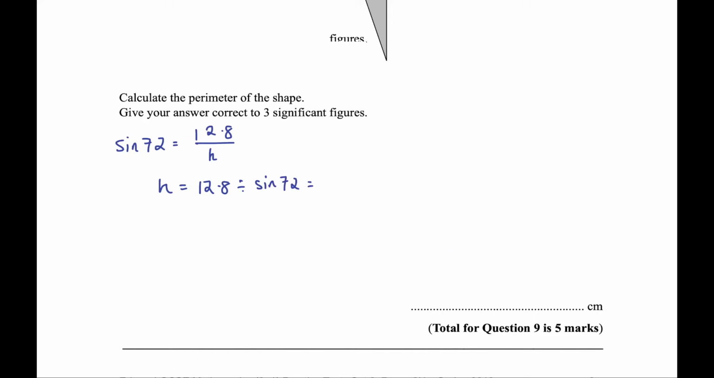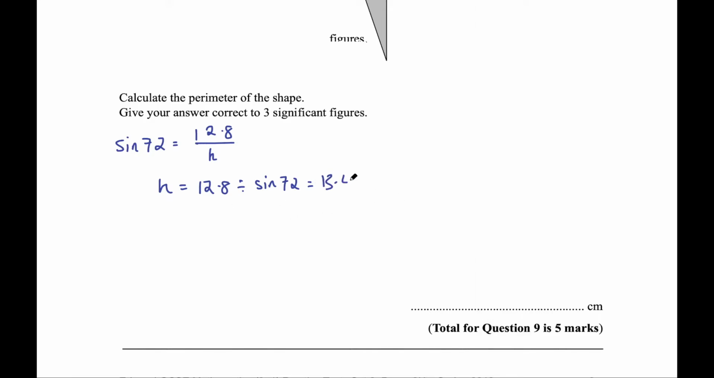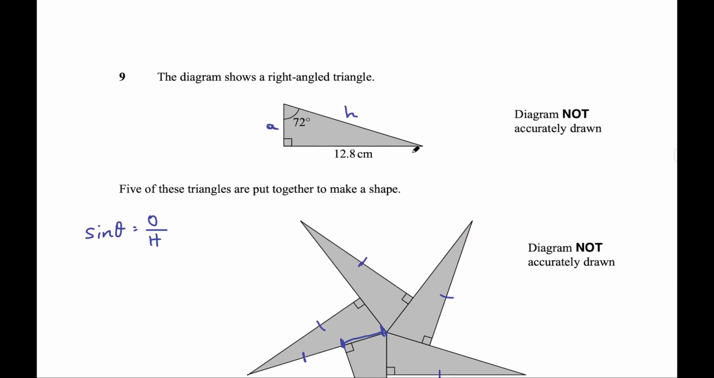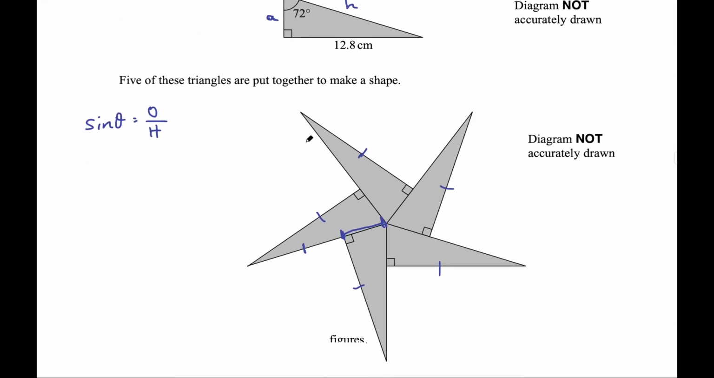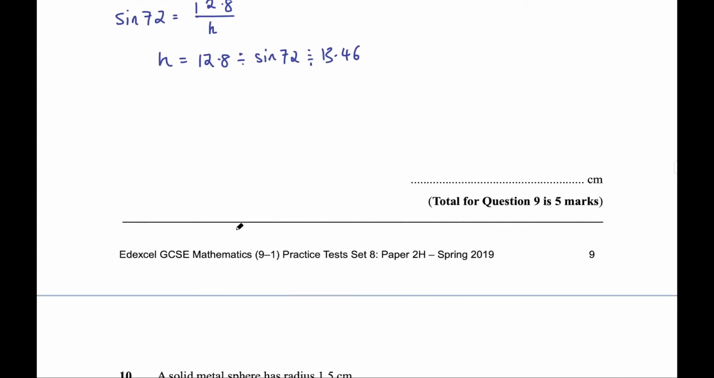So let's see what we get for that. 12.8 divided by the sine of 72. We get approximately 13.46. Let's just round that off for now. So that's approximately 13.46. And then we can use that side to work out the shorter side using Pythagoras, or again you could use tangent. Either way, it's up to you.